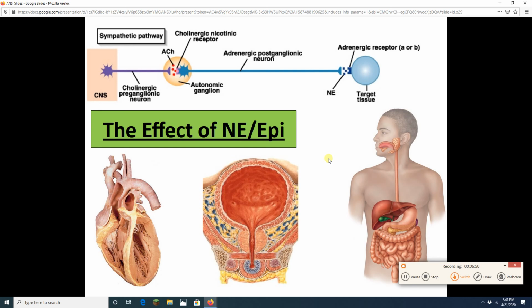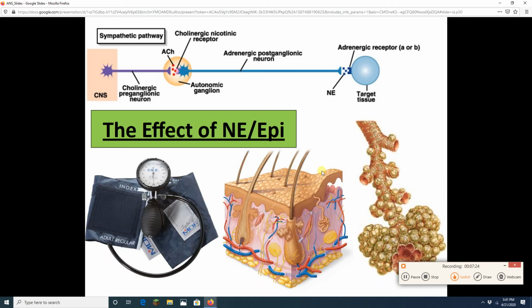Okay, well, what does norepinephrine, or epinephrine for that matter, do to these adrenergic receptors and thus do to my target tissues? Well, my cardiac muscle, the muscle cells are going to contract more forcefully and at a greater rate. My smooth muscle in the urinary bladder is going to be inhibited. The smooth muscle in the guts, the digestive smooth muscle, also inhibited. Digestive secretions are going to be reduced and inhibited. That's not all.